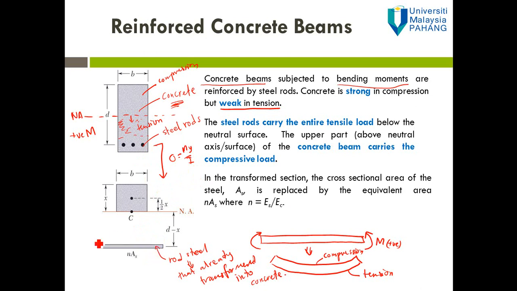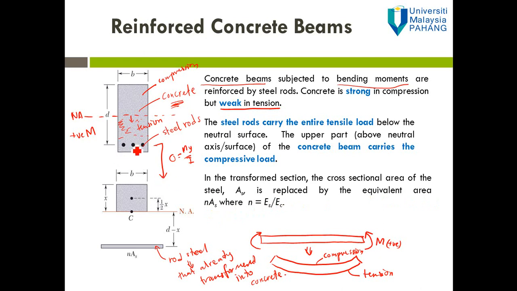The details of how to transform from the steel into the concrete we already discussed in the previous video, so I hope you still remember that. In the transformed section, the cross-sectional area of the steel, AS, is replaced by the equivalent area nAs, where n is Es over Ec.